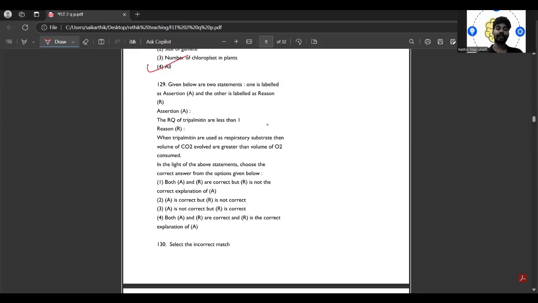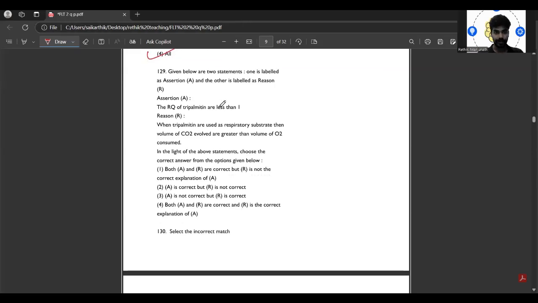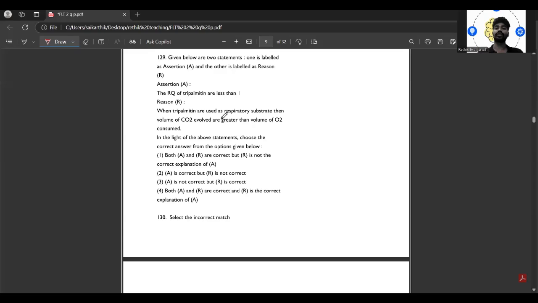So 129 we have. Given below are two statements. One is labeled as assertion and the other one is reasoning. So what is the assertion given here? The RQ of triglycerides is less than 1. Then, when triglycerides are used as respiratory substrate, the volume of carbon dioxide evolved is greater than the volume of oxygen consumed. In the light of the above statements, what is the choice? I need to choose, right? 129.